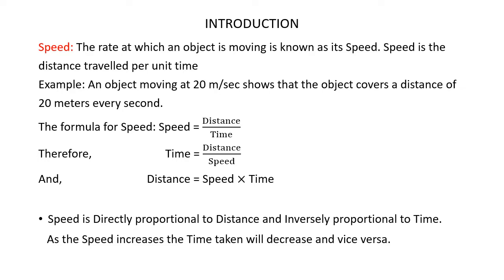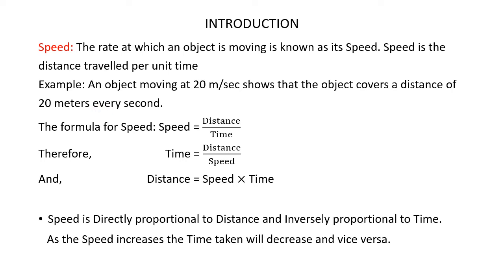Let's understand the meaning of speed first and then learn about the formula for speed, time and distance. So what is speed? The rate at which an object is moving is known as its speed. Speed is the distance traveled per unit time. For example, an object moving at 20 meters per second shows that the object covers a distance of 20 meters every second.